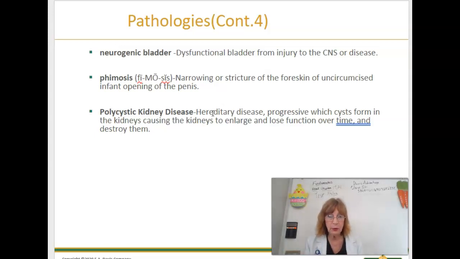Polycystic kidney disease is a hereditary disease. These cysts are all on the kidney, and it deteriorates the kidney.